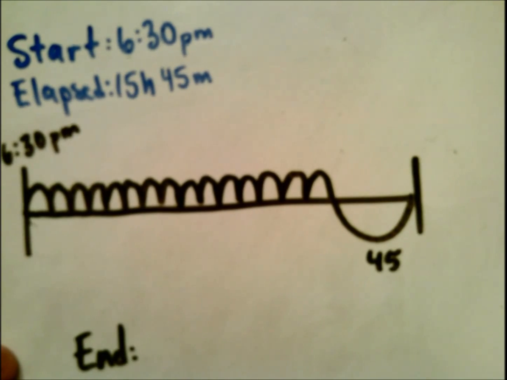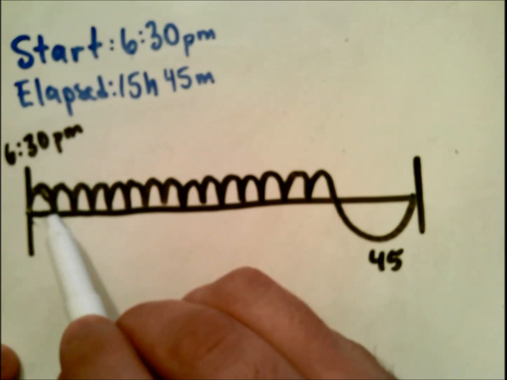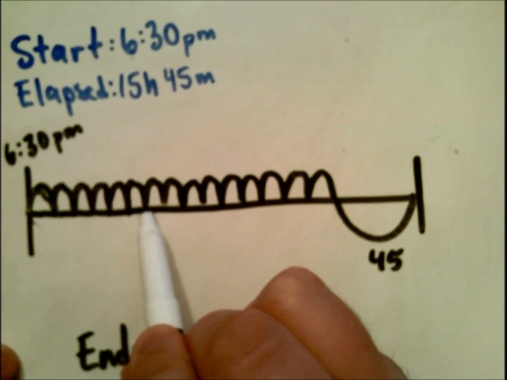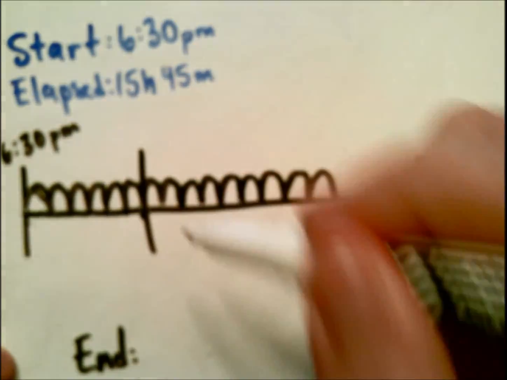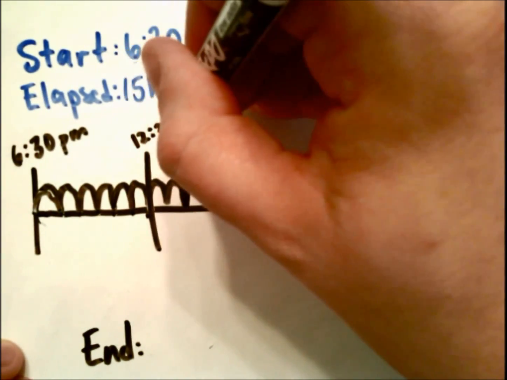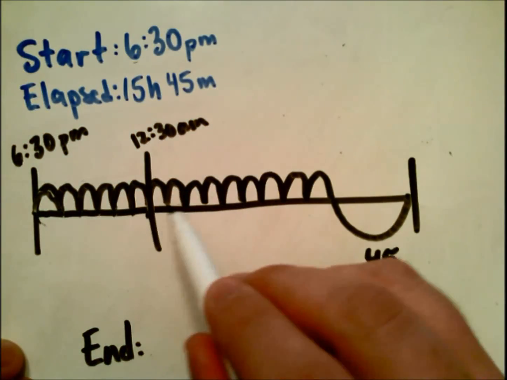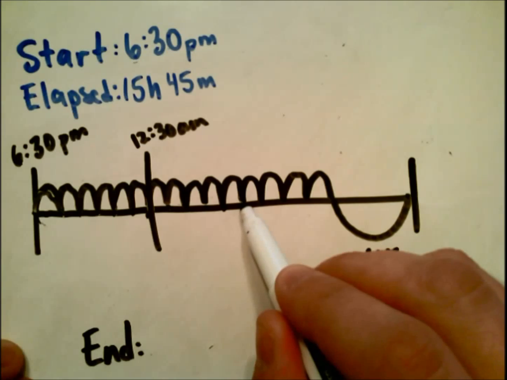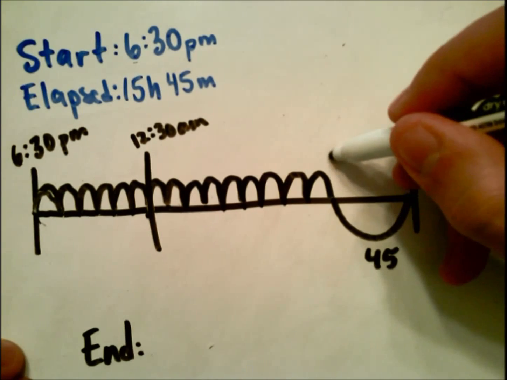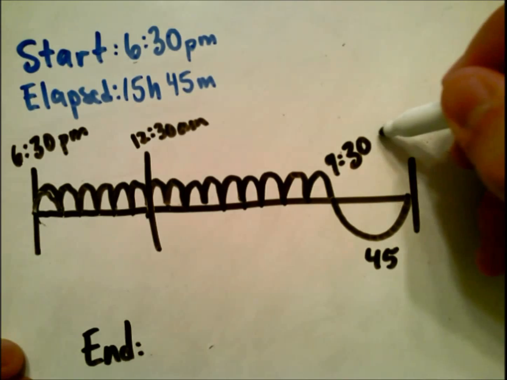So what we're going to do is actually count our hours here starting at 6:30 p.m. Okay, so it's 6:30 p.m. That would make this 7:30 p.m., 8:30, 9:30, 10:30, 11:30, 12:30 a.m. 1:30, 2:30, 3:30, 4:30, 5:30, 6:30, 7:30, 8:30, 9:30. Okay, so this is 9:30 a.m.